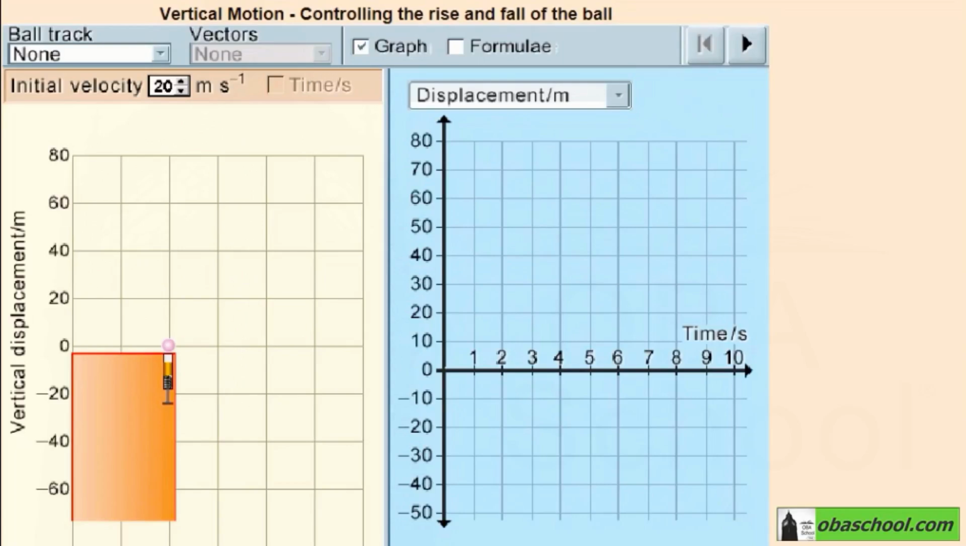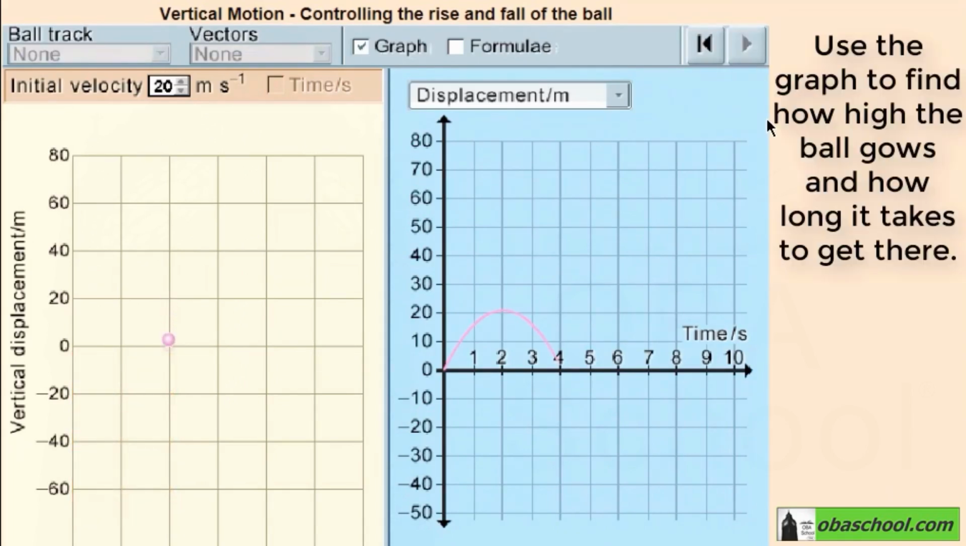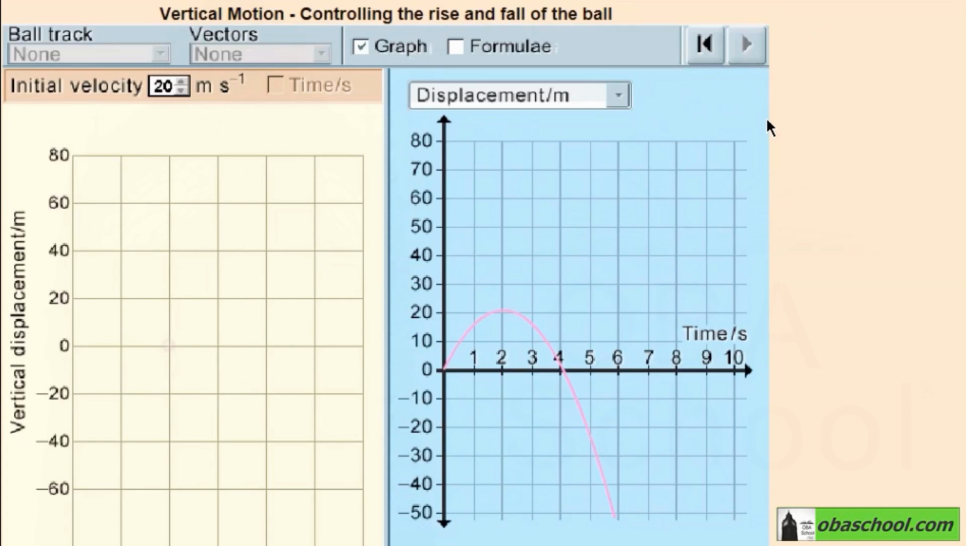In this simulation, we're going to control the rise and fall of the ball. Notice that the initial velocity is now set at 20 meters per second. Let's click play. And let's use the graph to find how high the ball goes and how long it takes to get there. So the ball reached a maximum displacement of 20 meters within 2 seconds.